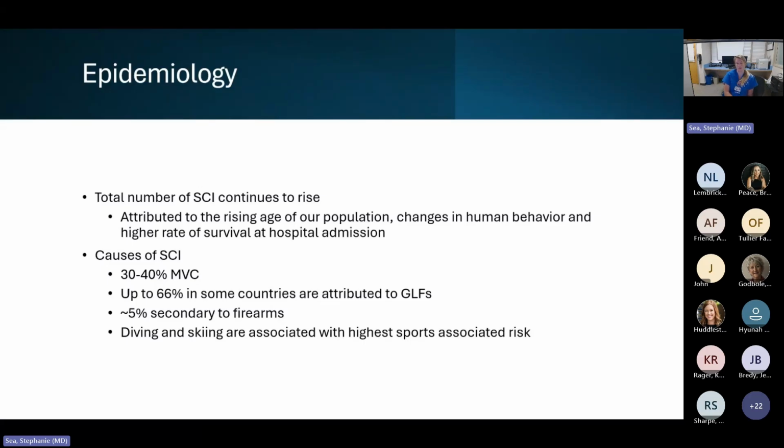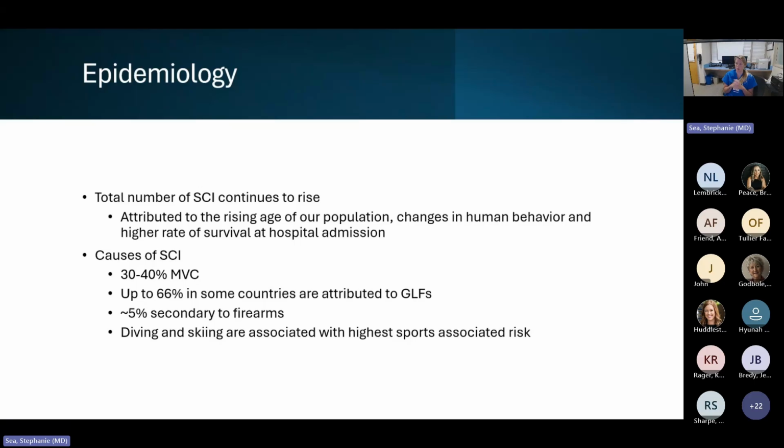Again, causes of spinal cord injuries: most commonly, 30 to 40% are attributed to motor vehicle collisions. Depending on the country, ground level falls are the second most common, but you can see in some countries, even up to 2/3 of their injuries are related just to ground level falls. And then interestingly enough, penetrating injury, secondary to things like firearms, so gunshot wounds, is next, but it's way less than all these other causes. So about 5% secondary to penetrating.